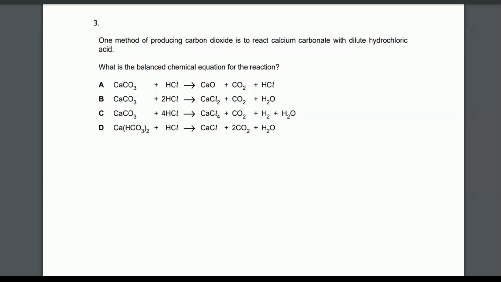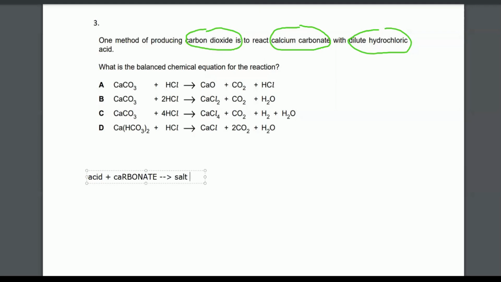One method of producing carbon dioxide is to react calcium carbonate with dilute hydrochloric acid. So what we've got to think here is acid and carbonate, what do they make? Well, you should remember that an acid plus a carbonate, excuse the caps lock, makes salt, water and carbon dioxide. So straight off, we want to see, are we making salt, water and carbon dioxide? We can see the top one's making hydrochloric acid. That's wrong. This bottom one's making hydrogen gas.